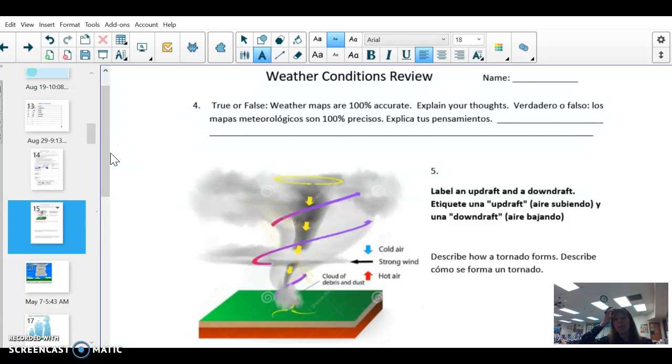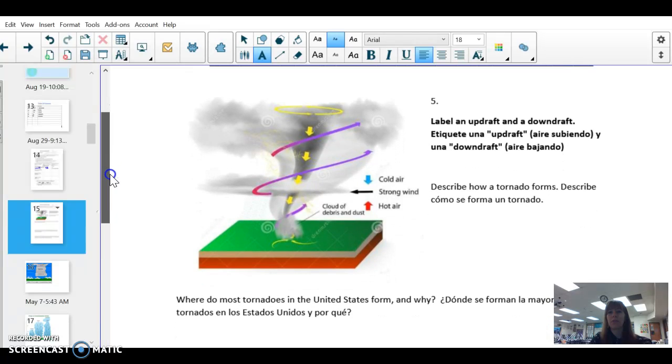Try number 4, pause the video, and then press play. Number 4, true or false, weather maps are 100% accurate. You should have put false. The reason you should have put false is because we can never know with 100% certainty. They are not wild guesses. They are well thought out predictions, but the atmospheric conditions can always change. Okay, let's look at number 5.